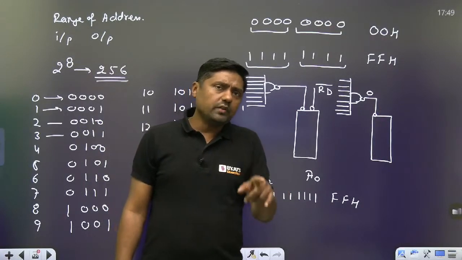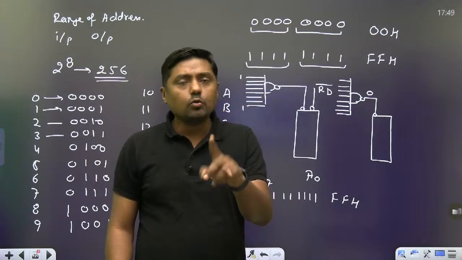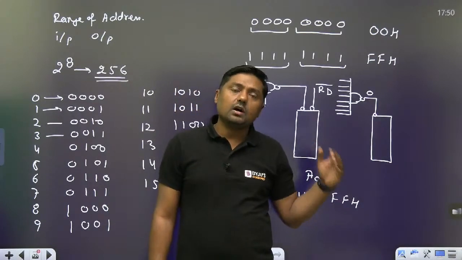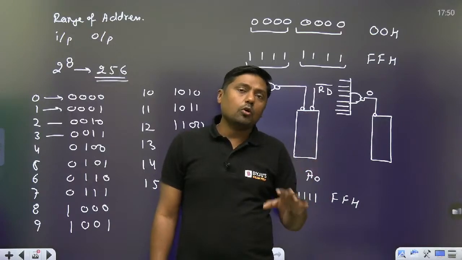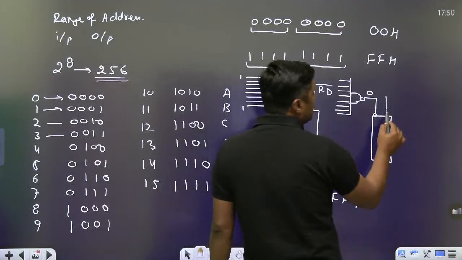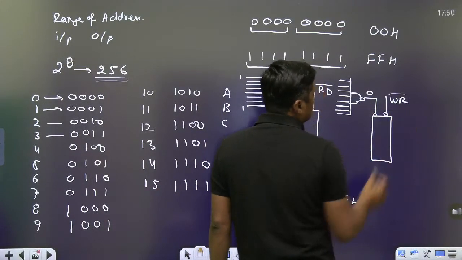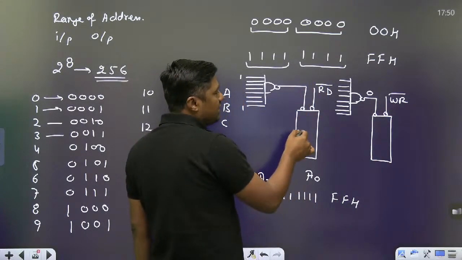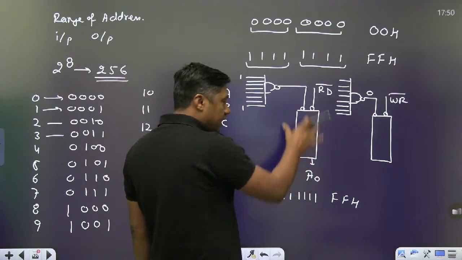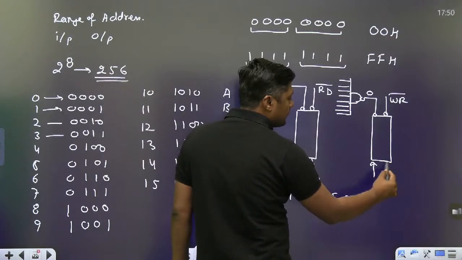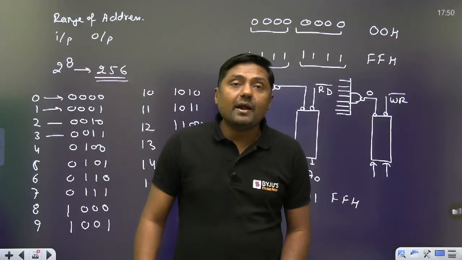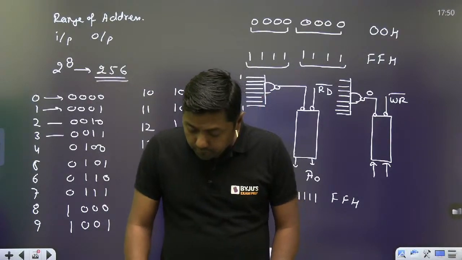Is it possible to give the same address to an input device and an output device? Yes or no? Give me the answer in the comment box. This is the input device and that is the output device. If the read signal is given, it is the input device. If the write signal is given, that is the output device. Yes, we can give the same address to the input device as well as the output device.